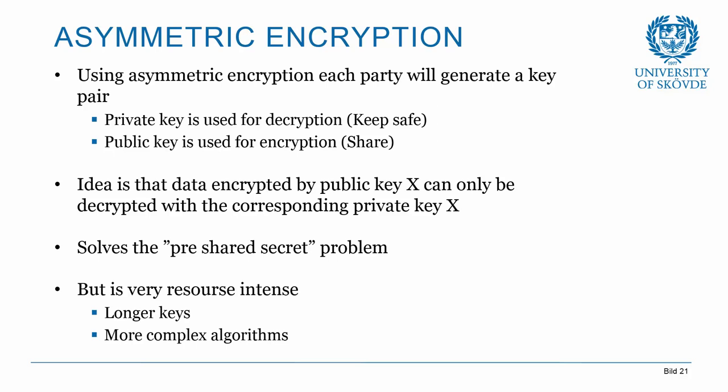So if someone wants to send me encrypted data, he uses my public key to encrypt the data, and then the only key that can decrypt that data is my private key, and that is the key that I keep safe. So this solves the pre-shared secret problem, because I can willingly spread out my public key, but this method of encryption is very resource intense, because the keys are longer and the algorithms are more complex.